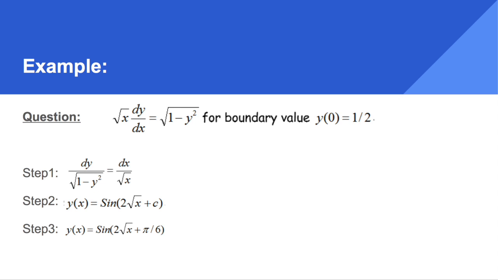To solve this differential equation, the first step is to separate the variables to both sides. Y terms go to the left side and x terms go to the right. Now, we have dy over radical 1 minus y squared equals dx over radical x. Then, we integrate both sides to get y of x equals sine of 2 radical x plus c. Notice that the boundary condition is provided as y of 0 equals 1/2. Plug it back into y of x and solve for c equals pi over 6. The solution to this differential equation is y of x equals sine of 2 radical x plus pi over 6.